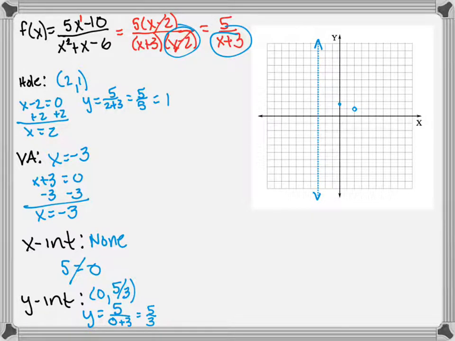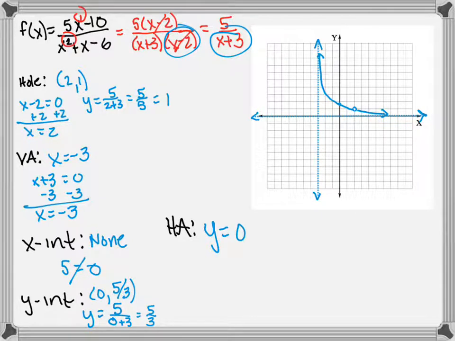So looking at the degrees of our numerator and denominator, the degree of the numerator is 1. The degree of the denominator is 2. That means the degree of the numerator is less than the degree of the denominator. That means my horizontal asymptote will be y equals 0, which is the x-axis. So I'm drawing a dotted line there. That makes sense why we don't have an x-intercept now.